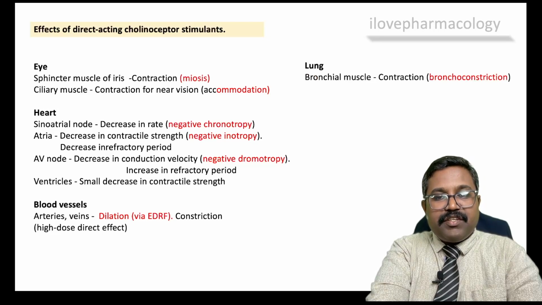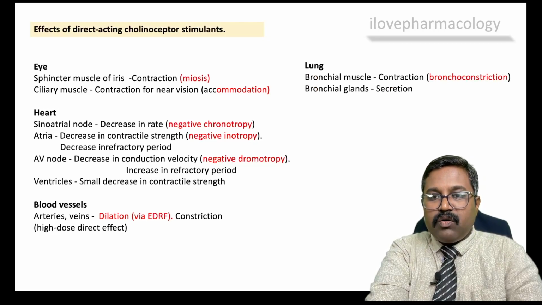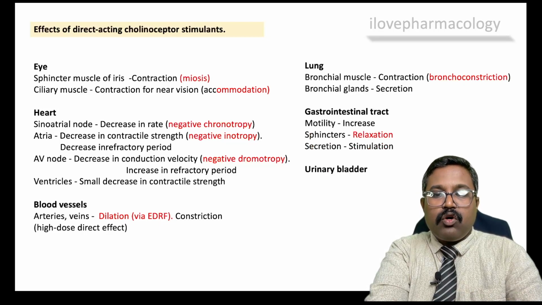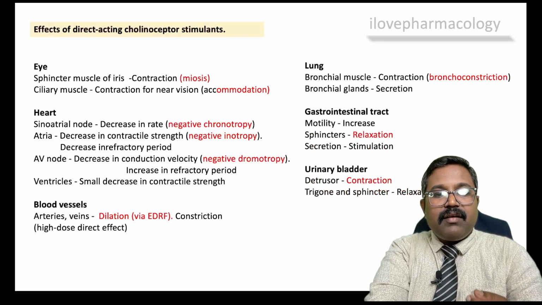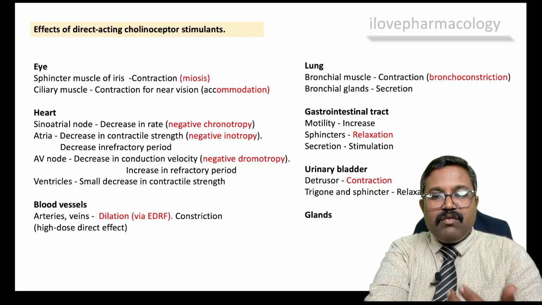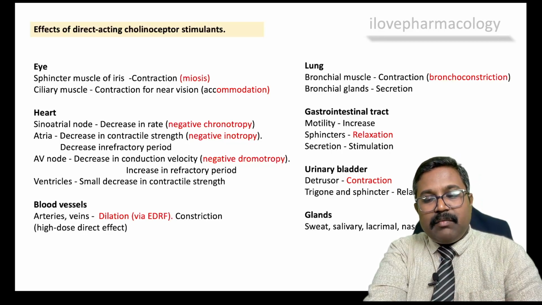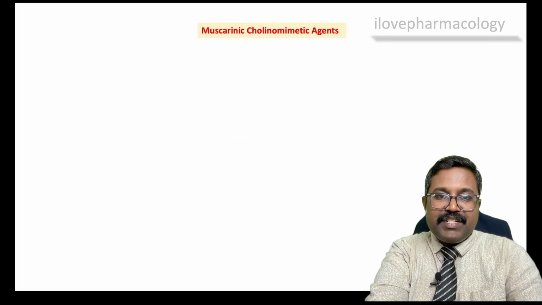On the lung, contraction of the bronchial smooth muscles will lead to bronchoconstriction, and bronchial gland secretion will be increased. In the gastrointestinal tract, the motility will increase, the sphincter will relax, and secretions will be more. On the urinary bladder, the detrusor muscle will contract, the trigone and sphincter will relax, which helps in voiding. On the glands like sweat, salivary, lacrimal, nasolacrimal, it increases the secretion.